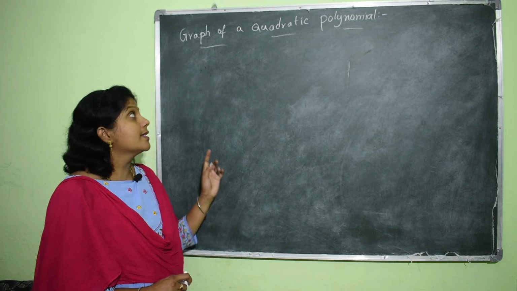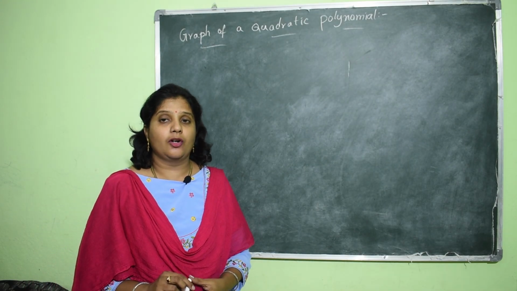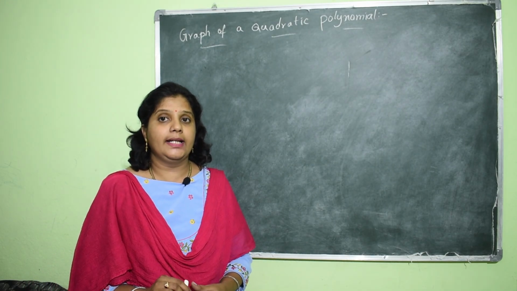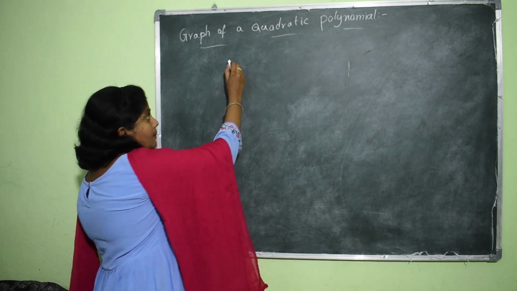Today we are going to discuss the graph of a quadratic polynomial. What is a quadratic polynomial? A polynomial of degree 2 is called a quadratic polynomial. Let's write the quadratic polynomial.